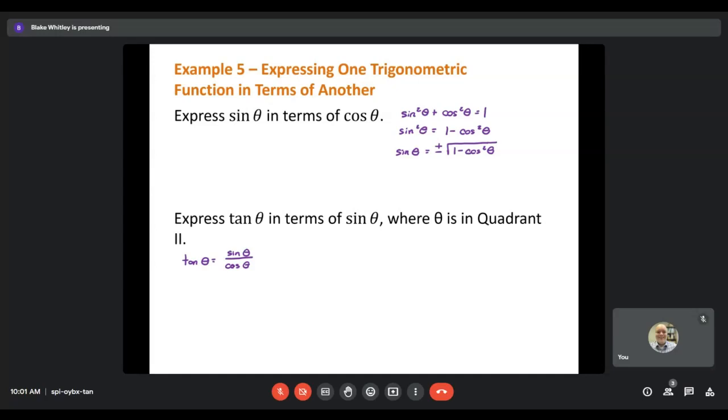Well, we just did one where we got sine in terms of cosine. We can do exactly the same identity to get cosine in terms of sine. So I'm going to take my sine squared plus cosine squared equals 1. But this time I need to replace that cosine, so I'm going to try to get cosine by itself. Well, that's going to give us cosine squared theta is equal to 1 minus sine squared theta.